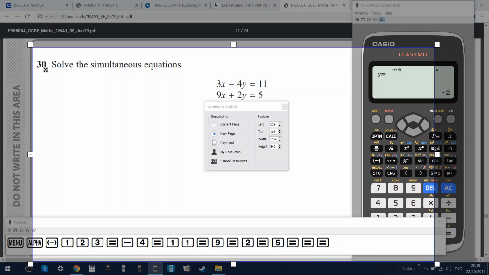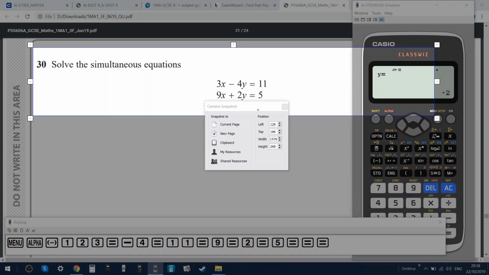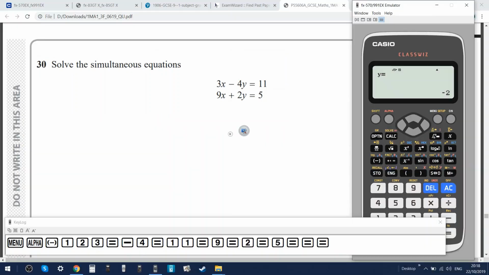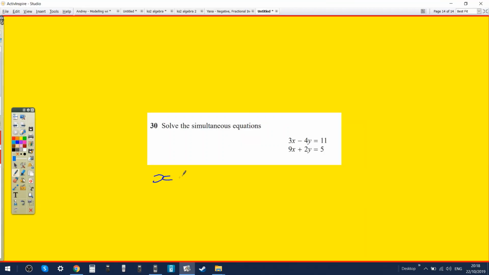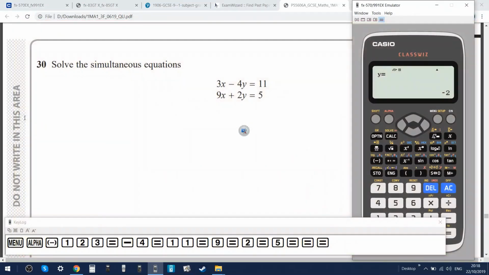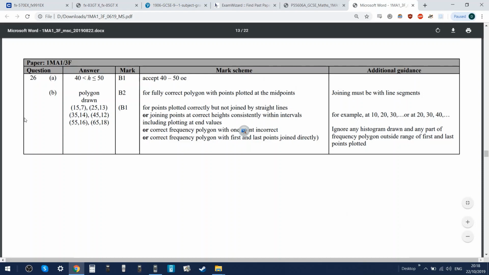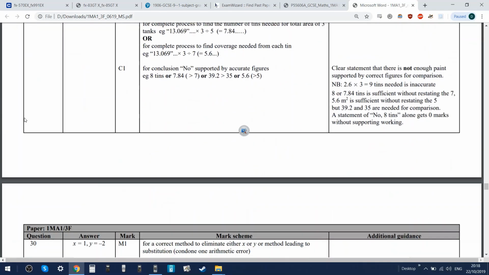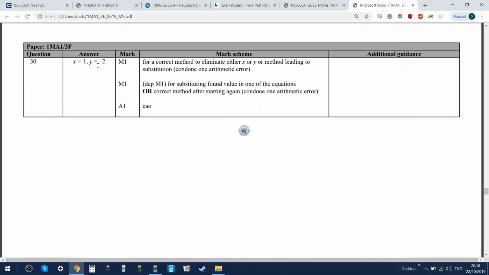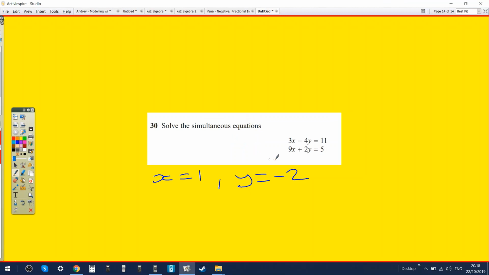I bet it is wrong. x equals 1, y equals minus 2. And this was for how many marks? 3 marks. This is the very last question. Question 30, x equals 1, y equals minus 2, A1 correct answer only, meaning you get all 3 marks if you just wrote down the correct answer. That is 3 marks. So that is the very last question.